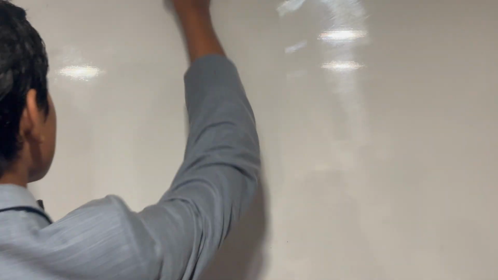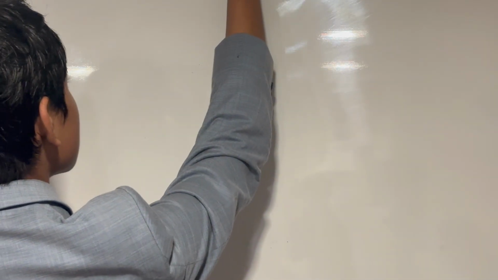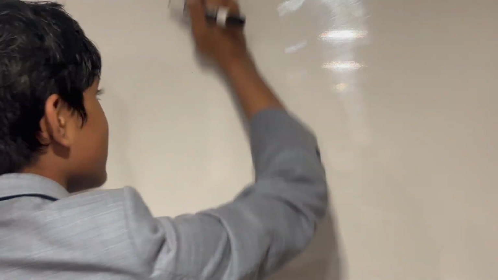Today, we're going to talk about counting, or combinatorics, if you want to call it that. So, what does it mean to count? Well, let's start with an example. Let's say we have 2 dice.